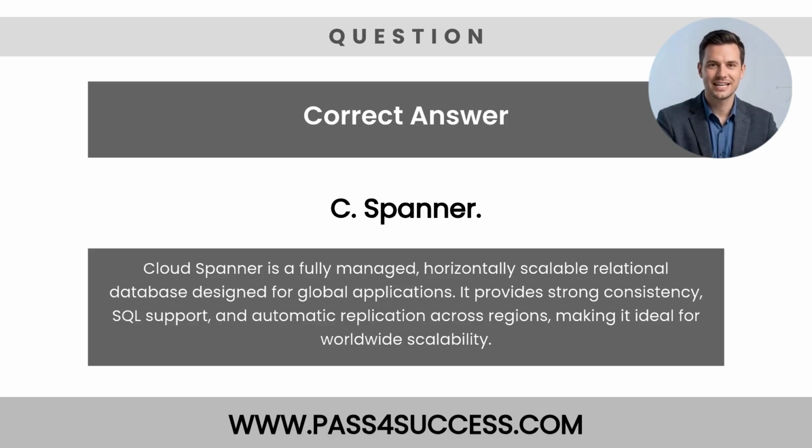Correct answer: C. Spanner. Explanation: Cloud Spanner is a fully managed, horizontally scalable relational database designed for global applications. It provides strong consistency, SQL support, and automatic replication across regions, making it ideal for worldwide scalability.